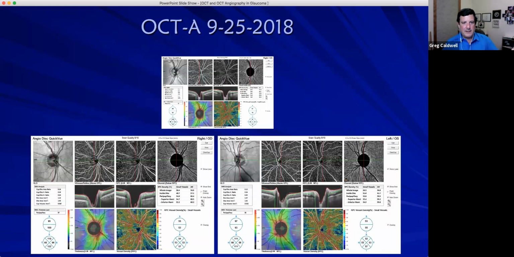So finally, we got this instrument. I can measure it, and he comes in. And I'm like, oh my gosh, what am I going to find? And I found everything is perfectly normal. He's got great radial peripapillary capillaries, superior, inferior, great numbers. Same thing here, great numbers. How's he looking in the macula?